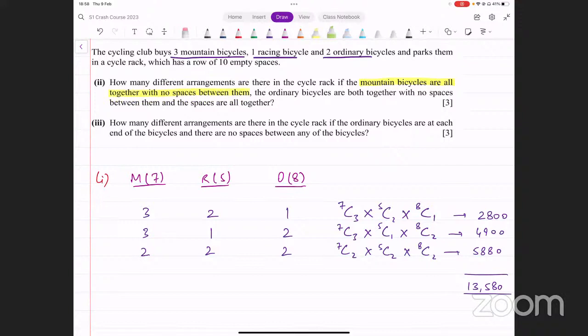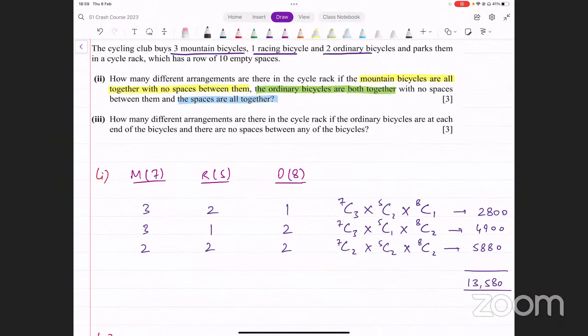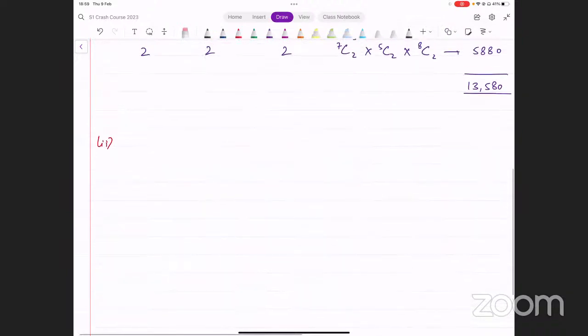The ordinary bicycles are both together with no spaces between them. And the spaces are all together as well. So the 3 mountain bicycles have to be together, the 2 ordinary bicycles have to be together, and the remaining empty spaces have to be together as well. Now, remember the representation we used to use for this. We have to arrange objects. We could use the boxes representation for this.